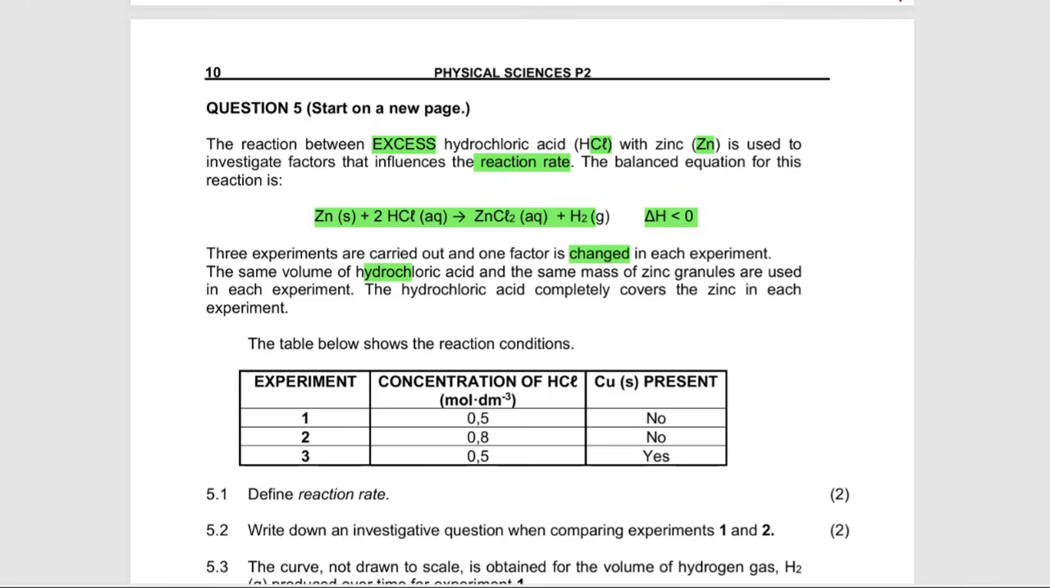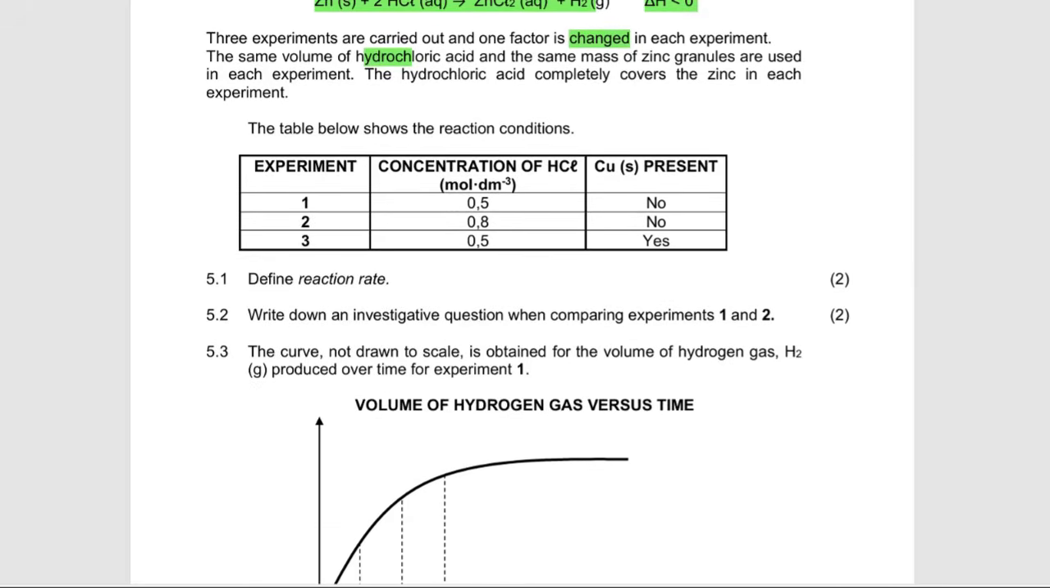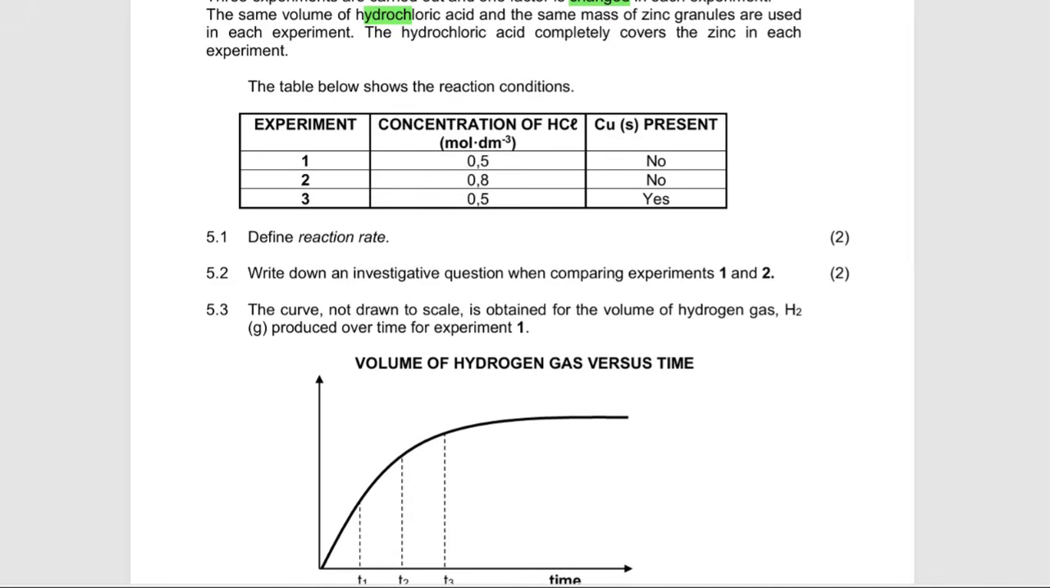Then after that, they're saying the table below shows the reaction conditions, right? So experiment 1 to experiment number 3. Then let's look at the concentration there. The concentration is the same, so it means here it has changed. Here copper, which is a solid, is present. No. Then here the other one is present, right?